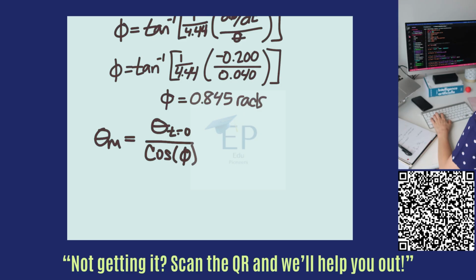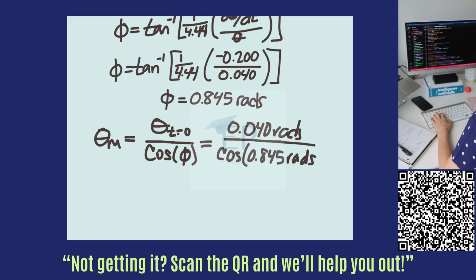So for that, we know that our theta at time equals 0 is 0.040 rads. And we just solved for our phi, so we have cosine of 0.845 rads. And that gives us a maximum angle of 0.0603 rads.